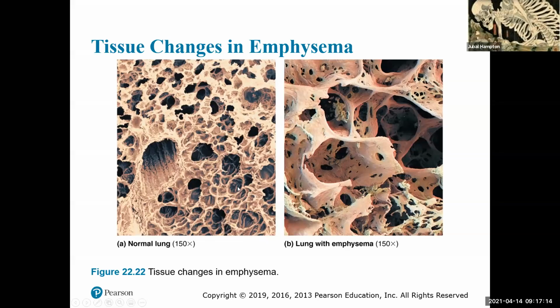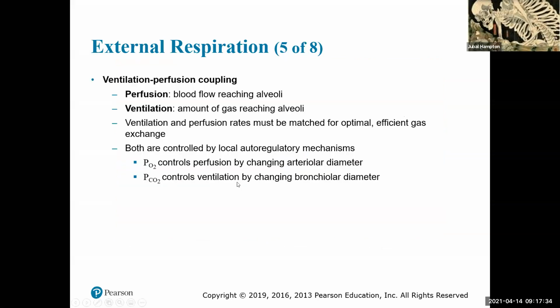You can see, just by looking at this photomicrograph, that anything that fills the alveolus is going to compromise gas exchange. And so that's why there are all these respiratory problems. And so, let's see, compromises the perfusion.